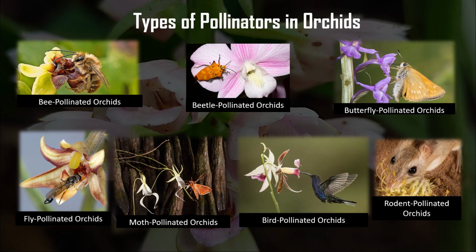You can observe here bee pollinated orchids, beetle pollinated orchids, butterfly pollinated orchid, fly pollinated orchid, moth pollinated orchid, bird pollinated orchid and rodent pollinated orchid.